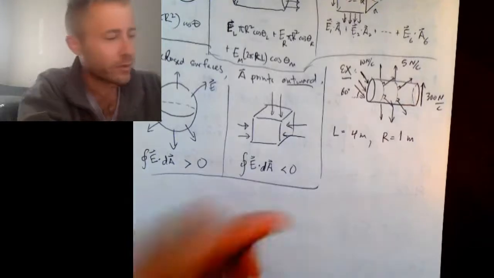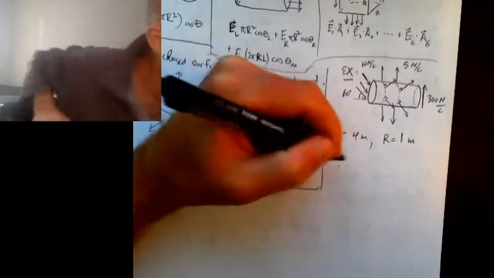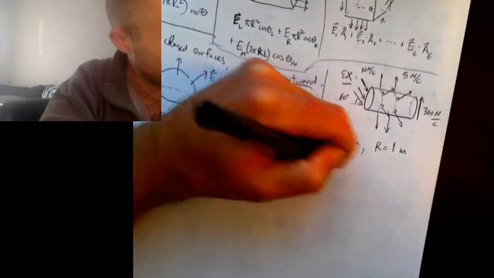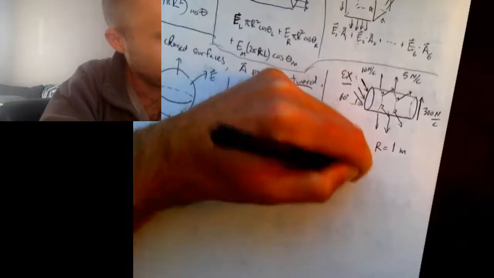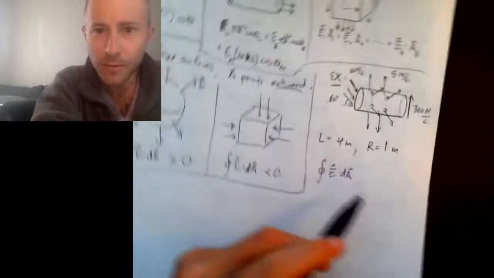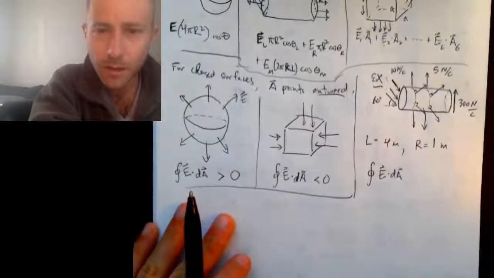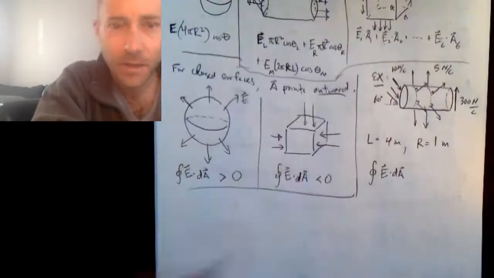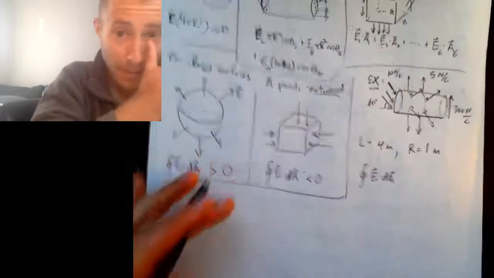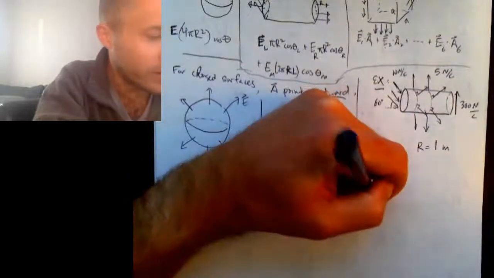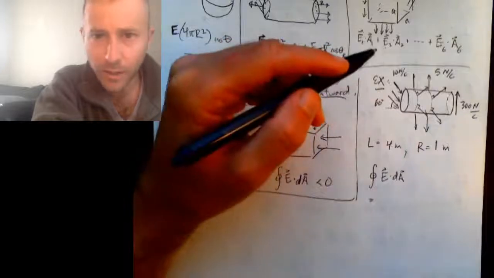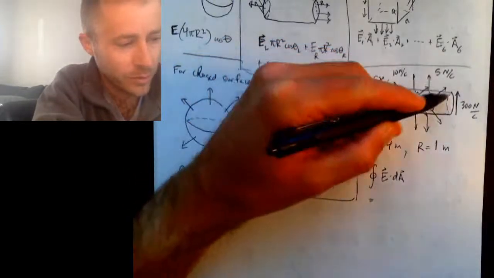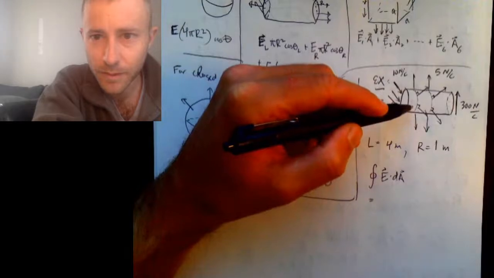So, how are we going to do this? We want to get the flux through this surface, E dot dA, and it's going to be made up of 3 parts. There's the left cap, there's the right cap, and then there's the center region. One thing I want to point out is that the flux through the middle region is positive.